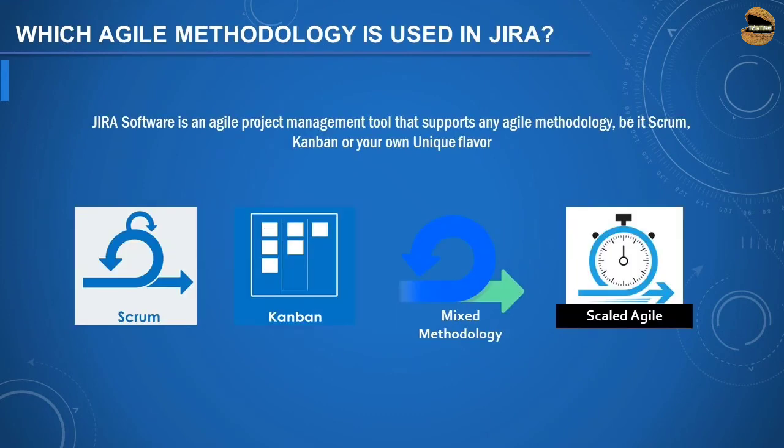Now, which Agile methodology is used in JIRA? Of course, there are a lot of Agile methodologies and flexibility which we just spoke about. But yes, JIRA Software is an Agile project management tool that supports any Agile methodology, be it Scrum, Kanban, or any of your unique flavor. So you can have Scrum, Kanban, mixed methodology, or Agile at scale. You have the freedom to decide what exactly you would like to make use of and how you would like to cater your products accordingly. So JIRA gives you freedom to do everything you need to do as part of the organization.